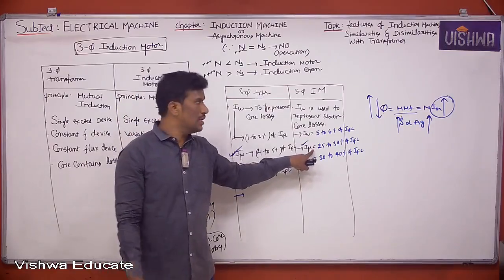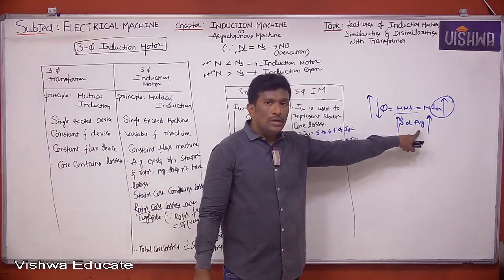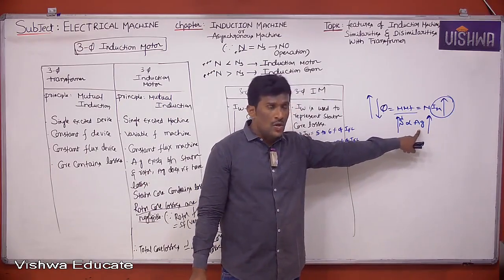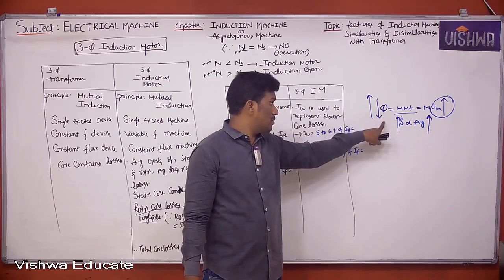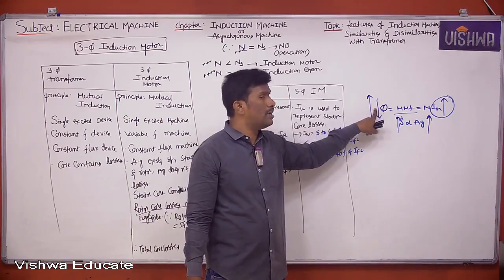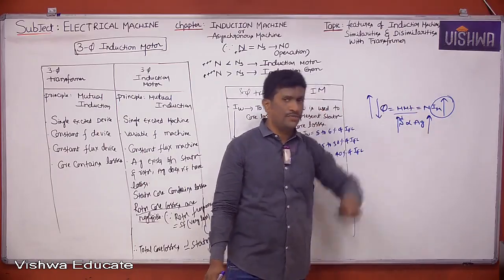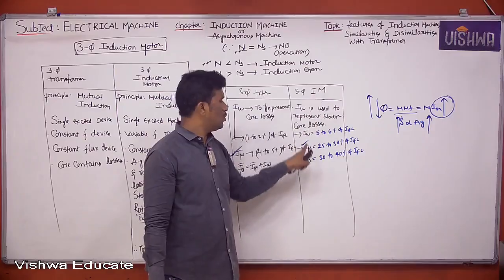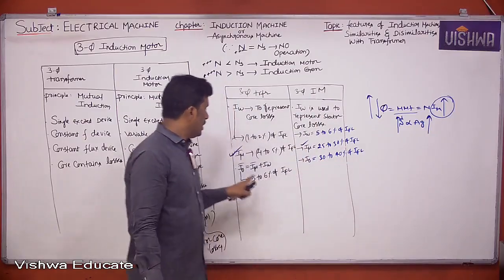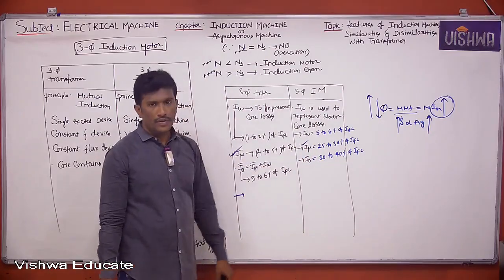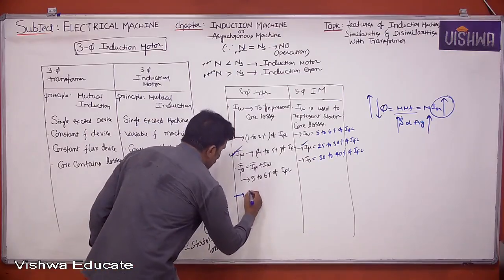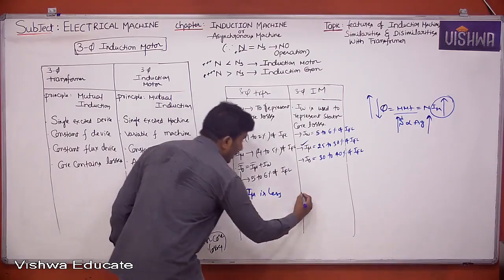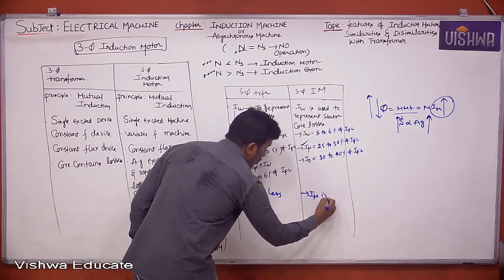Very simple reason. Since between stator and rotor an air gap is there, air offers high reluctance. Whenever reluctance is more, flux will reduce. To maintain that flux constant, the requirement of I mu is very large. That's why here in the induction motor I mu is 25 to 30%. Here in the transformer, I mu is 4 to 5% only. Okay, I can write here: here I mu is less, here I mu is more.